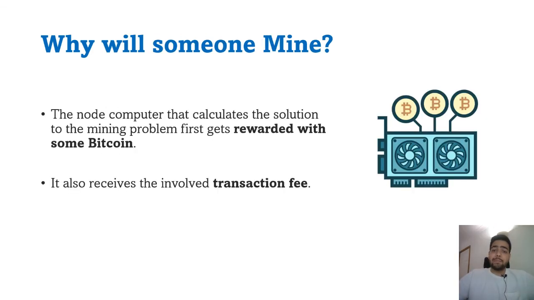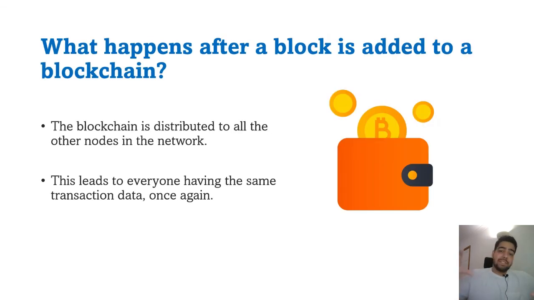Now, why will someone mine or become a node in this network? This is because the node computer that calculates the solution first gets rewarded with Bitcoin. Also, they receive the involved transaction fee. What happens after a block is added to a blockchain? The blockchain is distributed to all other nodes in the network, and this leads to everyone having the same copy of the blockchain, and that's how the Bitcoin network works.